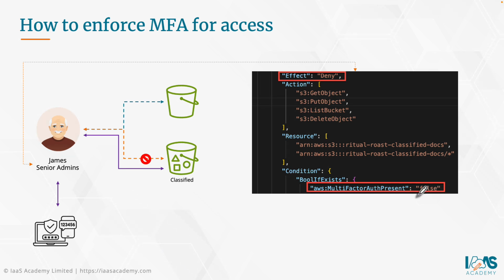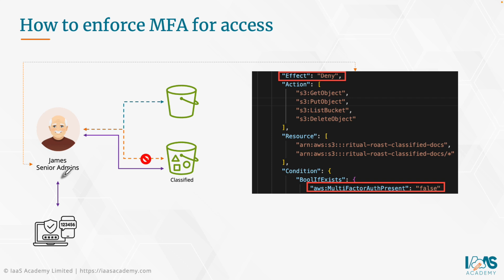So hopefully this makes a lot of sense. But what you will notice is that this deny statement does not necessarily imply an allow, even if he logs in with multi-factor authentication. He's only allowed to access the bucket because the senior admins group has an existing permission called administrative access, which gives him access to do everything else. So in other words, James has got two sets of permissions.